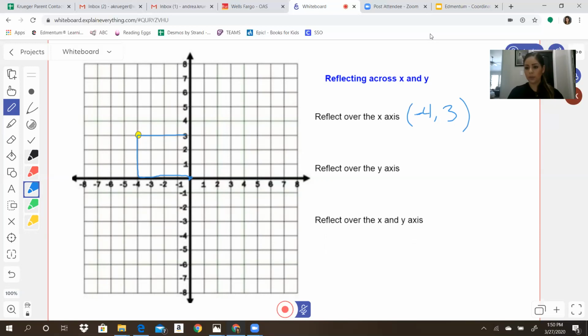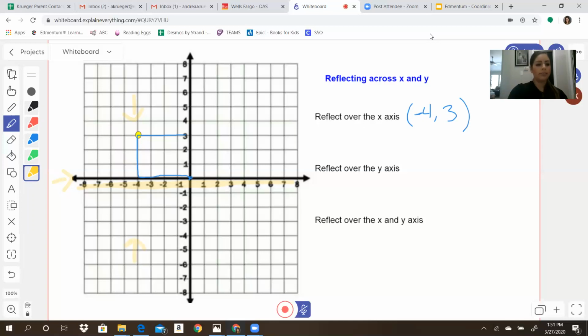Now, remember, reflection, looking in the mirror. So we want to look in the mirror across the x-axis. So again, grab my handy dandy highlighter. This is our x-axis. So if I am here, I want to look across the x-axis, and my face should be over here if this was the person.